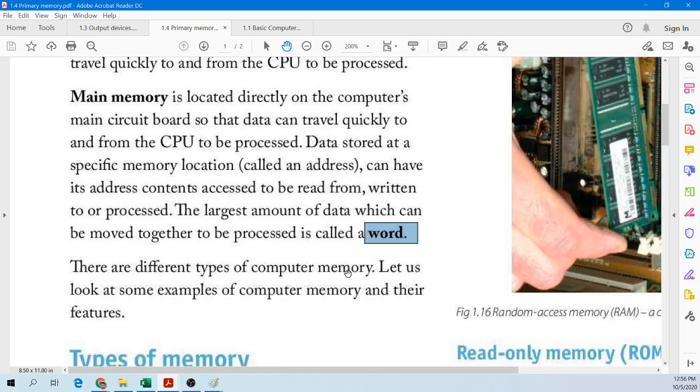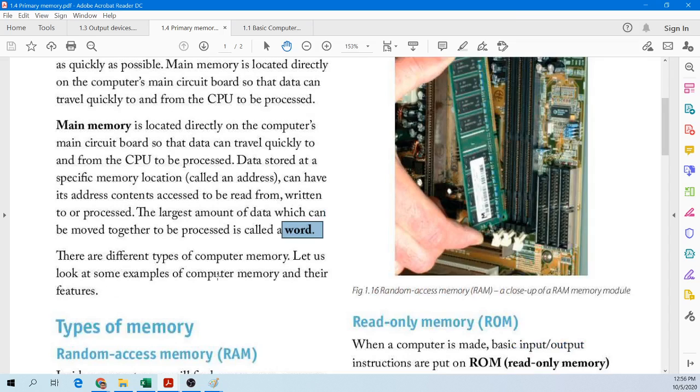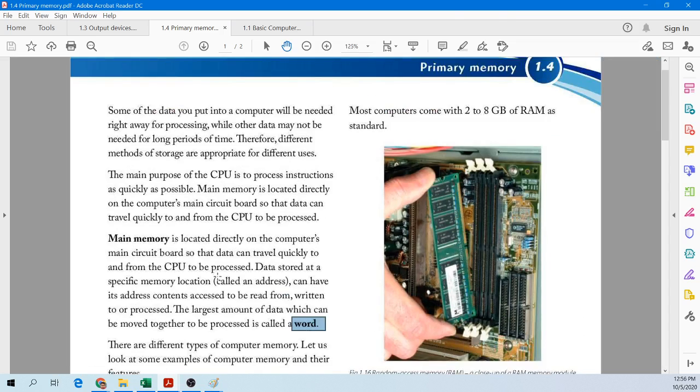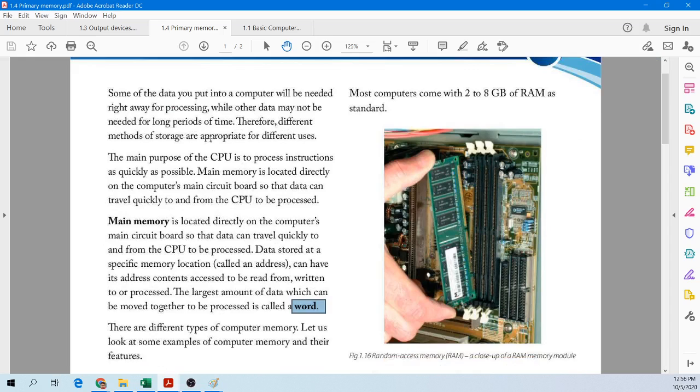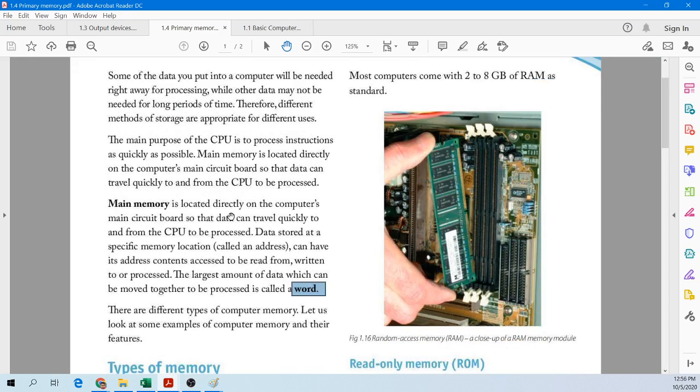Now there are different types of memory, so we're going to be looking at the types of memory. This is a lot of new information about memory, about how memory works and so on. Are there any questions so far? Anything you guys didn't understand? No, sir.